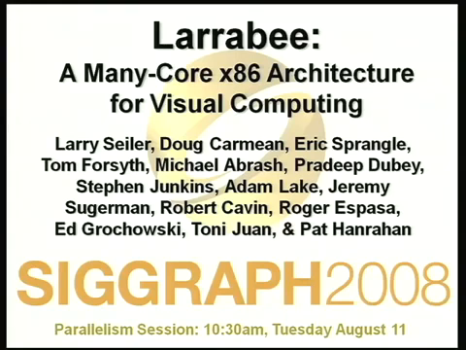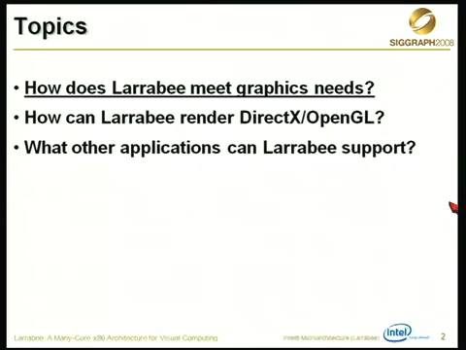I'm going to talk about the Larrabee architecture, which combines the parallelism of graphics processors with the general purpose programmability of a CPU. Now, I'm not going to talk about any particular product that might be based on the Larrabee architecture today. Instead, I'm going to give answers to three key questions. How does Larrabee meet the needs of graphics software developers? How can Larrabee be used to render standard pipelines such as DirectX and OpenGL? And what other kinds of applications can the Larrabee architecture support?